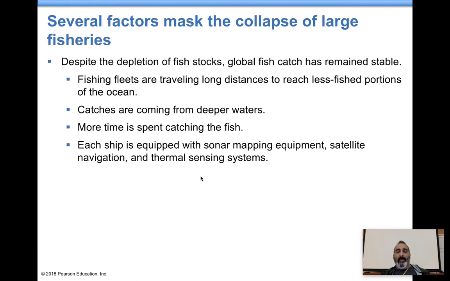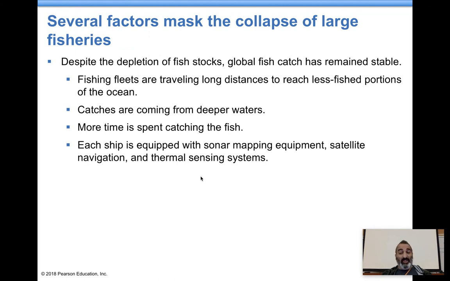All right. I already mentioned to you what is covering up the collapse of the large fisheries. Well, we're just getting better at fishing, and we're going out to other places, and we're getting better at finding it. So we're using technology to help find it. It makes it seem like we haven't destroyed the oceans, but we actually already have. We have, like I said, fish stocks lower than they've ever been. The size of fish we're catching are smaller.